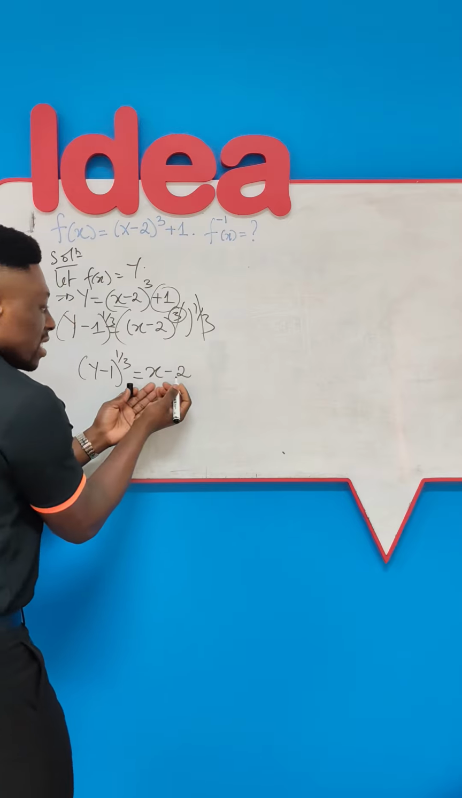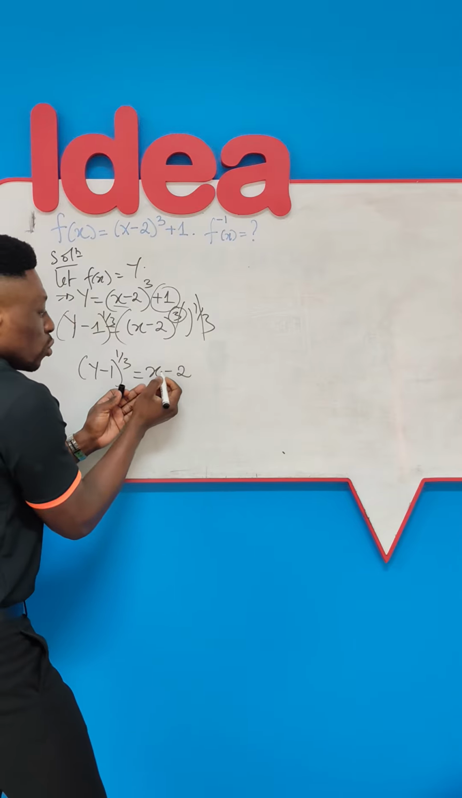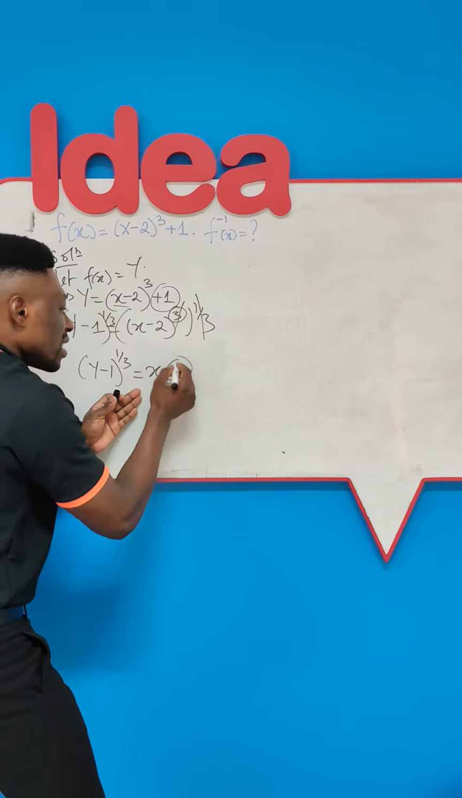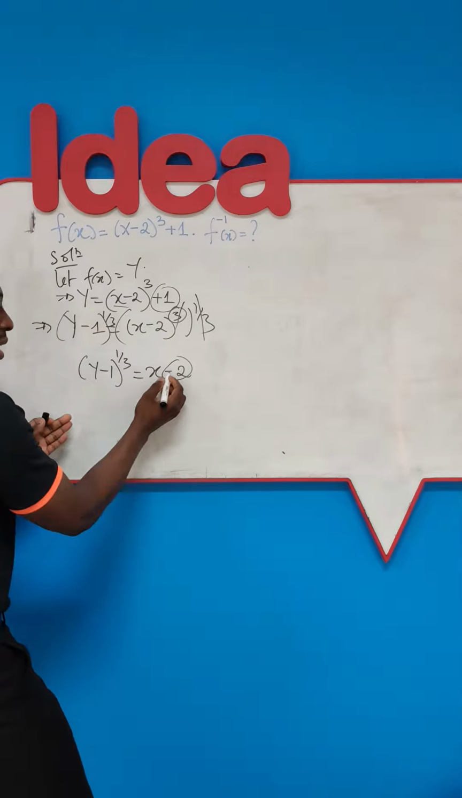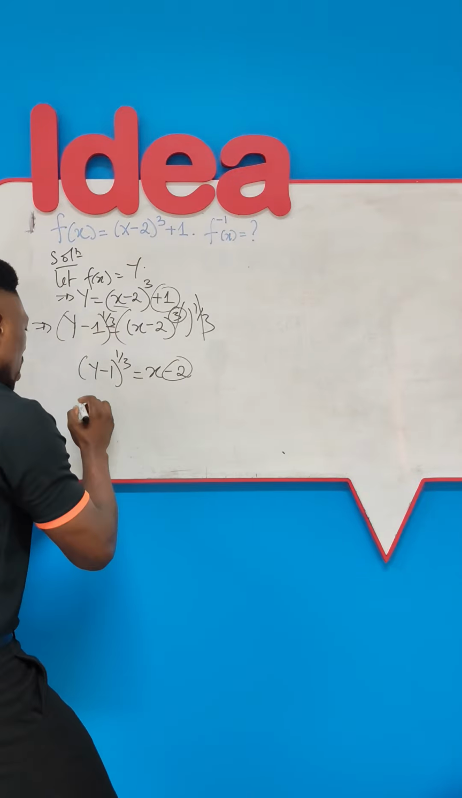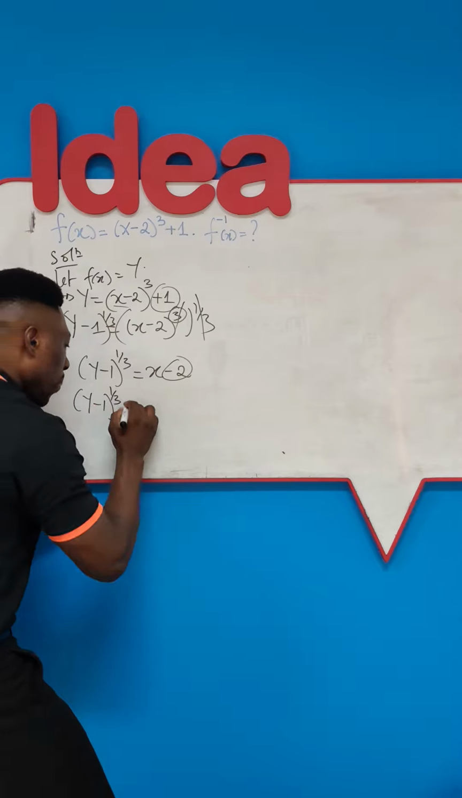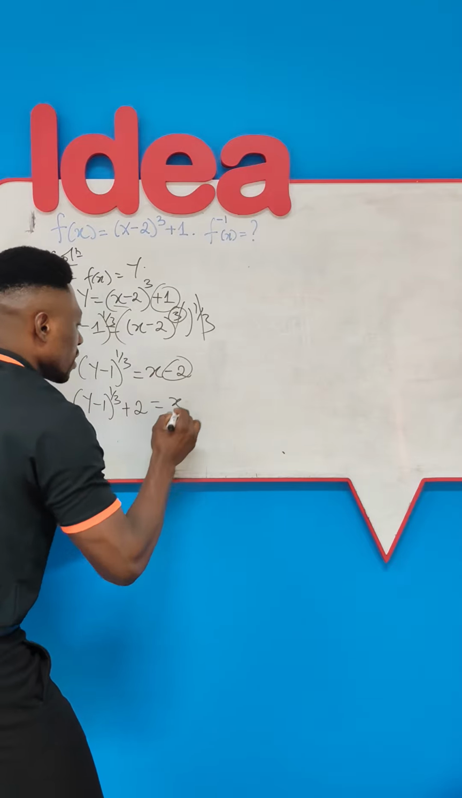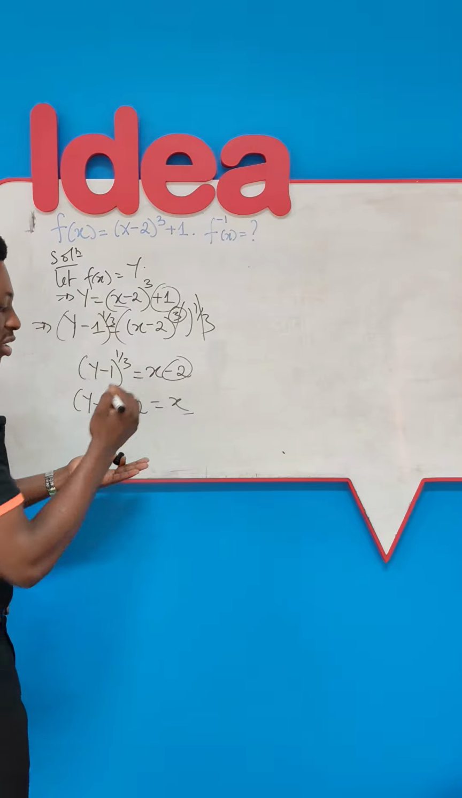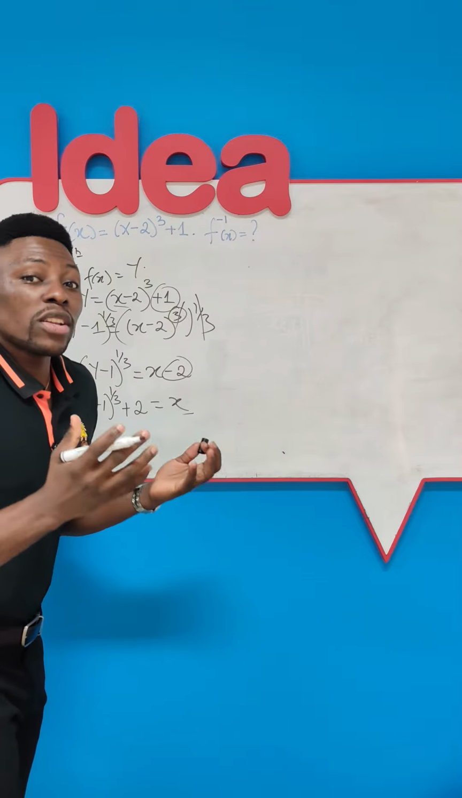Okay, things are getting easier. Now we have just minus 2, which is still bothering x. So we will send this to the left equally, and be careful with the sign once more. So here we will have (y minus 1) to the 1/3 plus 2 equals x. And there we go, we've made x the subject of the formula. But we aren't done yet.